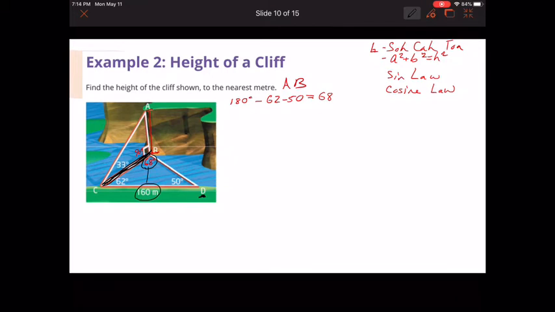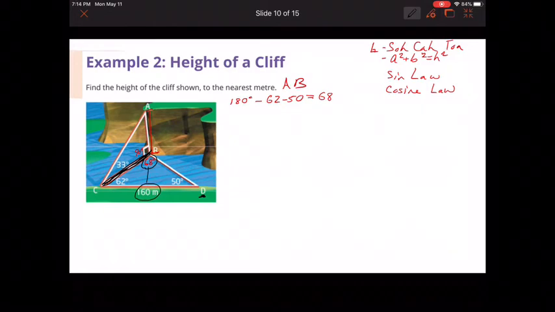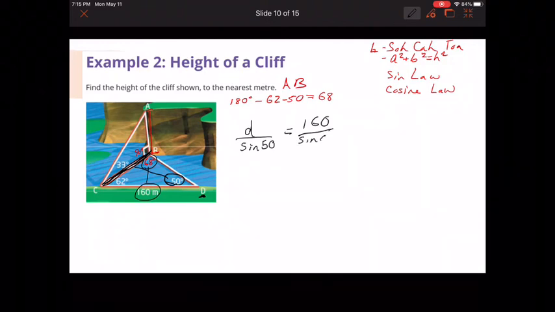So I want to find a side. I'm going to put that side up first in my sine law, because the top left is where you want to put what you're looking for. Then the sine of its opposite angle, sine 50. So I want to play with the opposites. The ones that I have have a distance of 160 and an angle of 68.